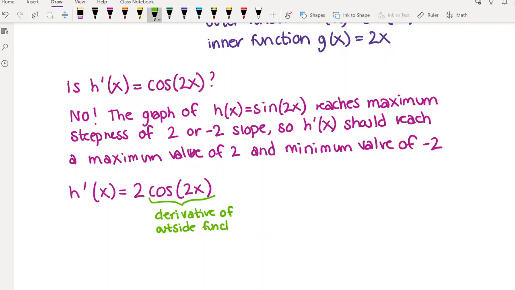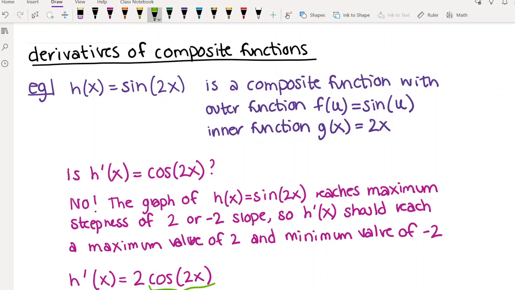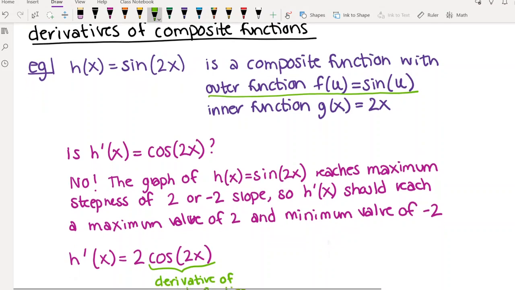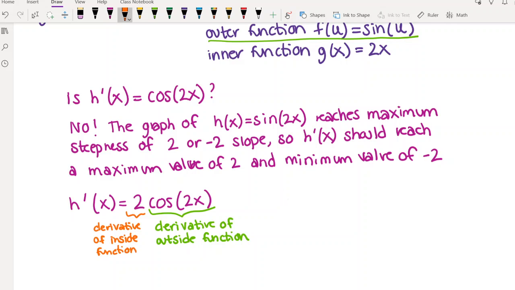Because our outside function, if we go back to how we broke this function down, was f of u is equal to sine of u. So the cosine part comes from the derivative of sine. And then where does this 2 come from? Well, this is the derivative of the inside function, right? Because the inside function in this case is 2x. And so what's the derivative of 2x? It's 2. And so that's where that part comes from.